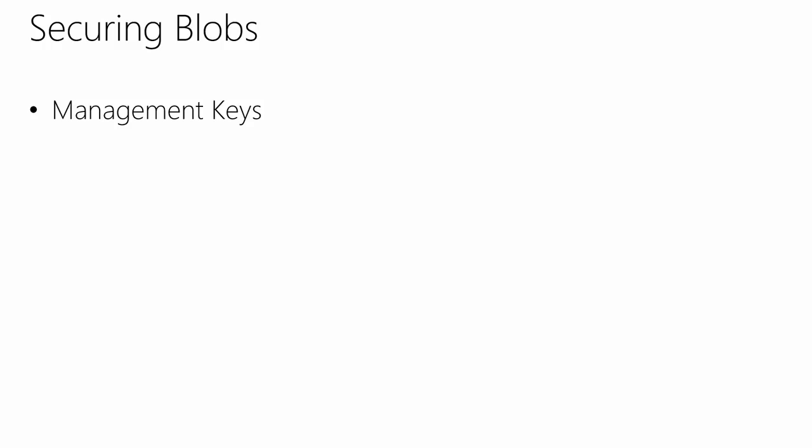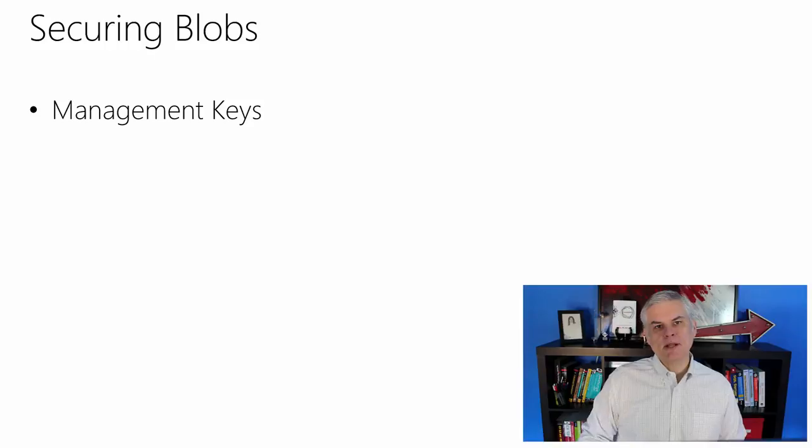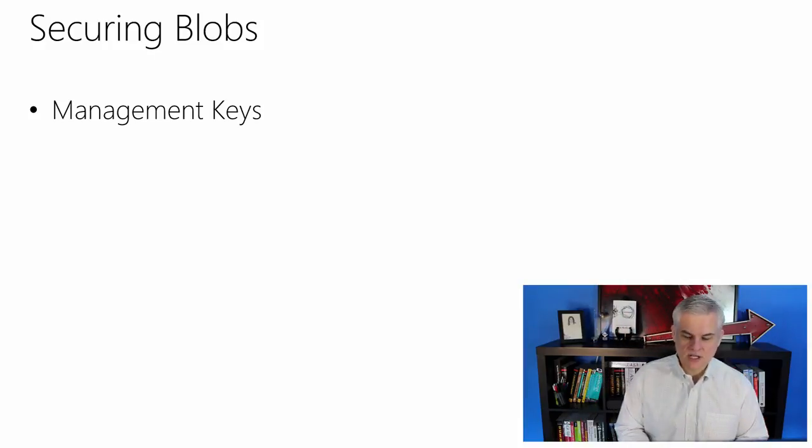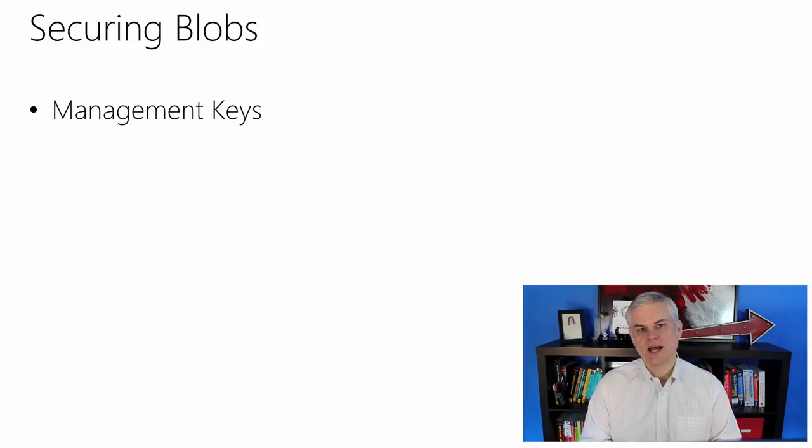So when we think about blobs and we think about files, we're going to be utilizing those files in some way. We're going to upload them, and then they're going to be available to applications or to users or something or somebody. And so there's a couple of different ways that you can secure blobs. The first is obviously through the primary and the secondary management key, which you use to manage all resources within Microsoft Azure.